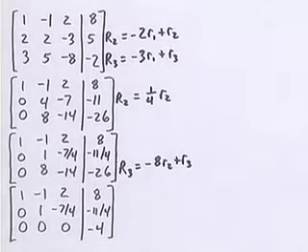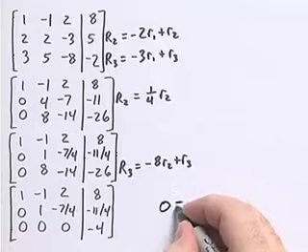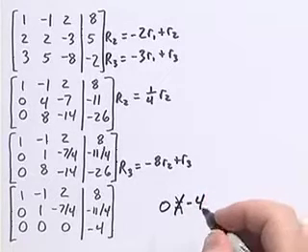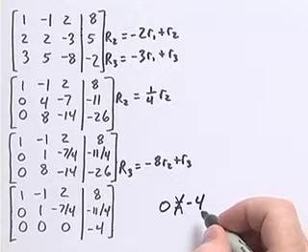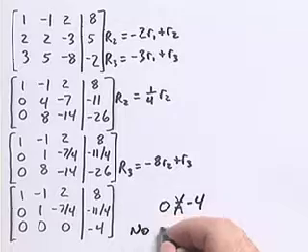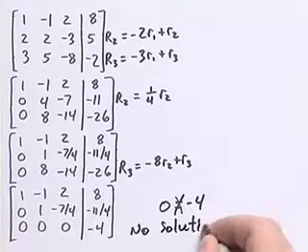Now at this point, we notice that this last row gives us the equation 0 is equal to negative 4. Well, 0 is not equal to negative 4, so this is a false statement, or a contradiction, which means that this system has no solution. Or we'd say that the system is inconsistent.